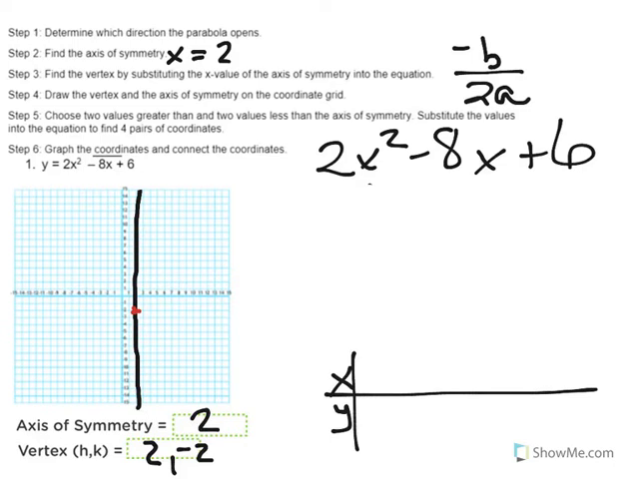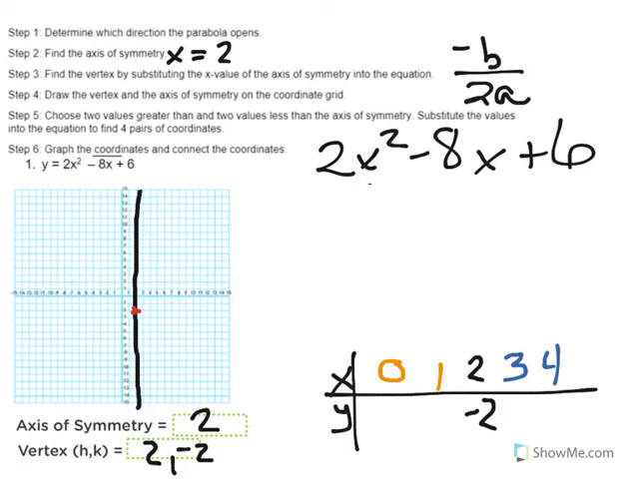So I know that 2 and negative 2 are a coordinate pair on my parabola, on my graph. So now I'm going to look for 2 values that are greater than 2. So we're going to go with 3 and 4. And then we're going to choose 2 that are less than. So that would be 1 and 0. So now I've got my x values. Just like if I had a linear equation, I need to substitute those x values in to find the y value so I know my coordinate pair.